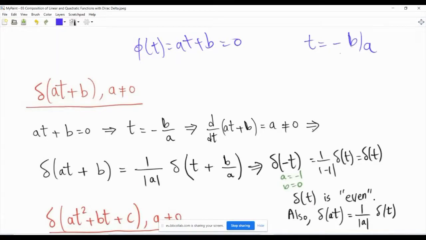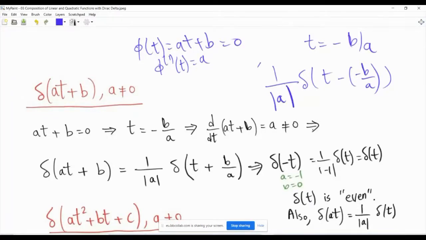So what is our derivation telling us? It tells us that delta of at plus b is one Dirac delta. It's just one Dirac delta, and it's living here at this shift, minus b over a. And it is scaled. What is this amplitude scaling factor? It is 1 over the first derivative of this guy. And what is the first derivative of this guy? It is a. And a can be positive or negative, so we need to take the absolute value.